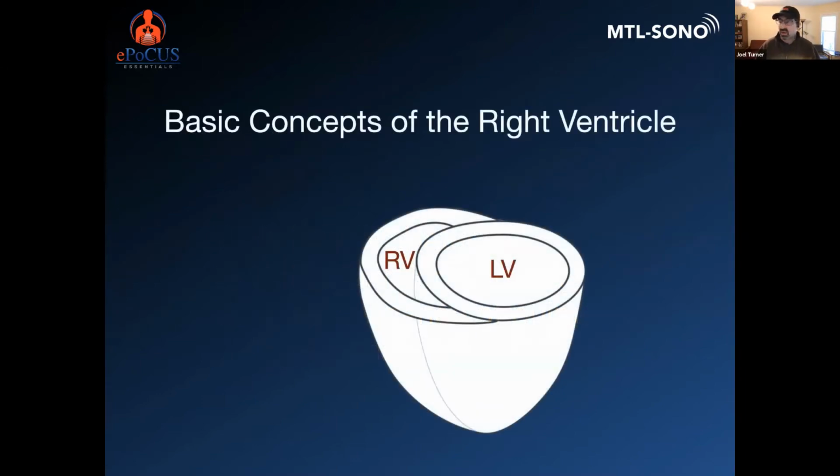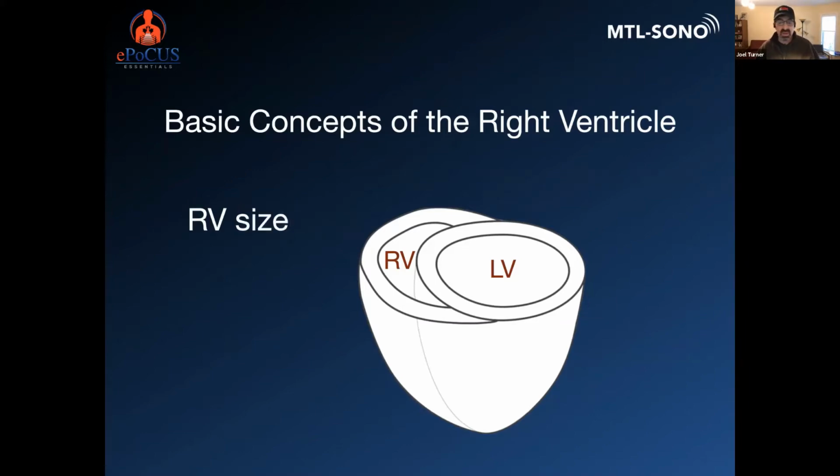So a couple of basic concepts to understand about the RV before we go into some of the details. First of all, the anatomy. As you probably already know from your anatomy and your echo, your left ventricle looks very cylindrical, like a bullet, and it's very symmetrically shaped. Whereas the RV is shaped more like a crescent. As a result, the RV assessment is a little bit more complicated, but I want you to understand how the shape and anatomy of both chambers differ.